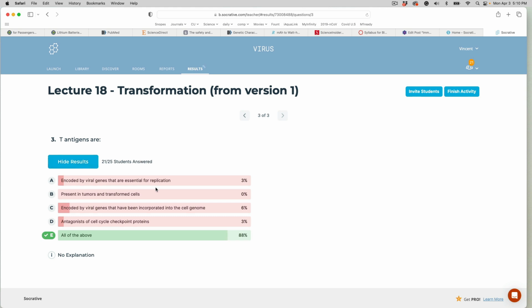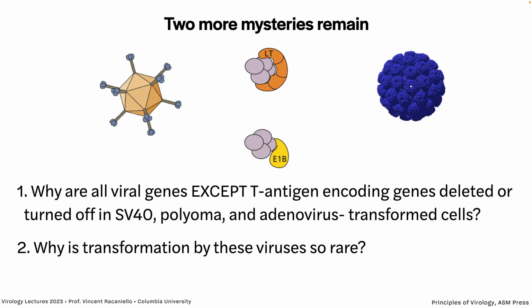They're encoded by viral genes. They're essential for replication. They are present in tumors and transformed cells. They're encoded by viral genes that have been incorporated into the genome, and they're antagonists of checkpoint proteins in the cell. All right, so two more things we have to explain. Why are only T antigen genes found in cells transformed by these viruses? Everything else is gone. And why is transformation so rare?